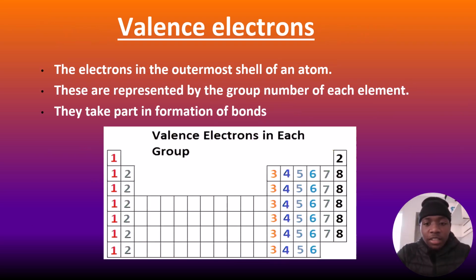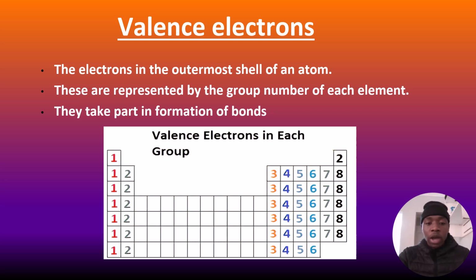Now, what we refer to as valence electrons are just electrons in the outermost shell of an atom. In the previous slide, I showed you that electrons are arranged outside the nucleus of an atom. So valence electrons are just electrons that are in the outermost shell, or the last shell, of a certain atom. They are represented by the group number of each element. So every group number that you see on your periodic table represents the valence electrons of your element, specifically for these elements here, besides the ones in this group right here.